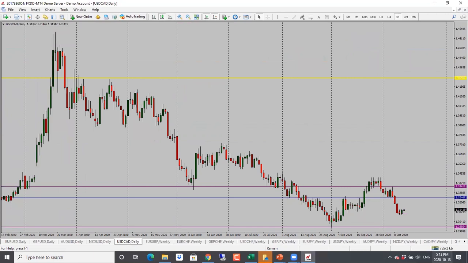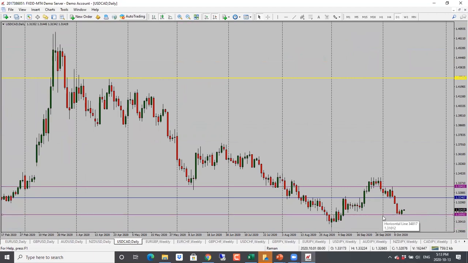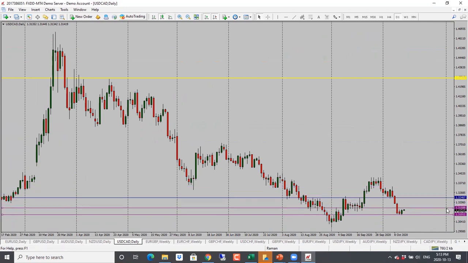Dollar CAD here, this one, we have a bullish engulfing candle, not a very strong candle, but it is bullish engulfing nonetheless. It's right into resistance here. So we do need to see a breakthrough. So neutral to bullish bias here.